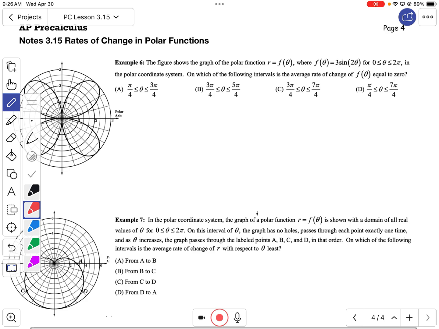It's AP. It says the figure shows the polar function 3 sine 2 theta. On which of the intervals is the average rate of change equal to 0? Let's think about what needs to happen. If my average rate of change has to equal 0, which would mean f of b minus f of a over b minus a, what part would have to be 0 for that whole thing to be 0?